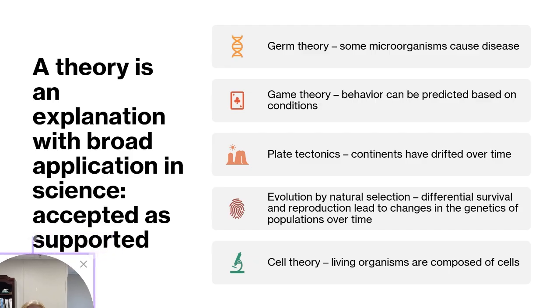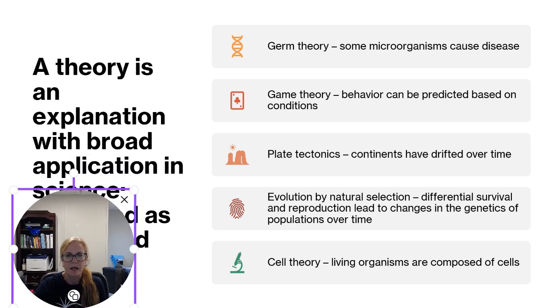So, a scientific theory is an explanation with broad application in science, and it's something that is accepted as supported. Basically, what that means is the preponderance of evidence and many, many instances of the same thing occurring all suggest that a theory is applicable. So, what are some of the most common theories that we have in biology?